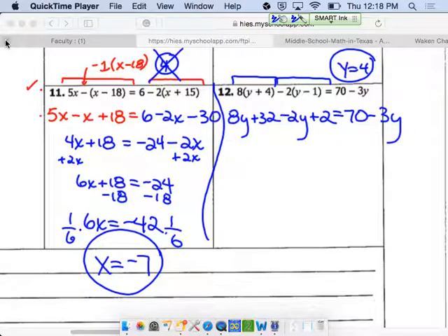And now as before, I ask you to gather like terms on the left-hand side before you start trying to combine things across the equal sign. So over here, I'm going to have 6y plus 34 and then 70 minus 3y, and I'm going to let you all take it from there. I'm going to move to a different problem set now.